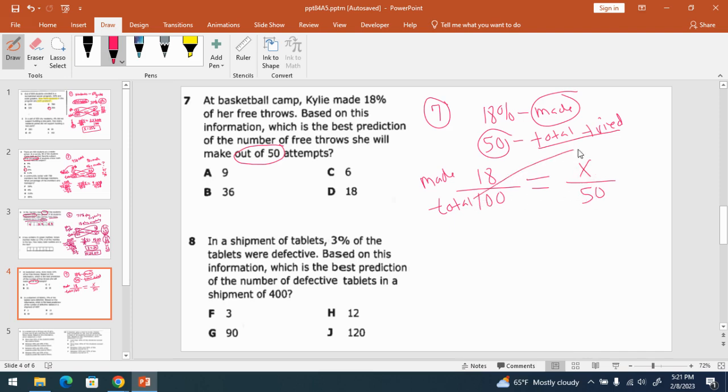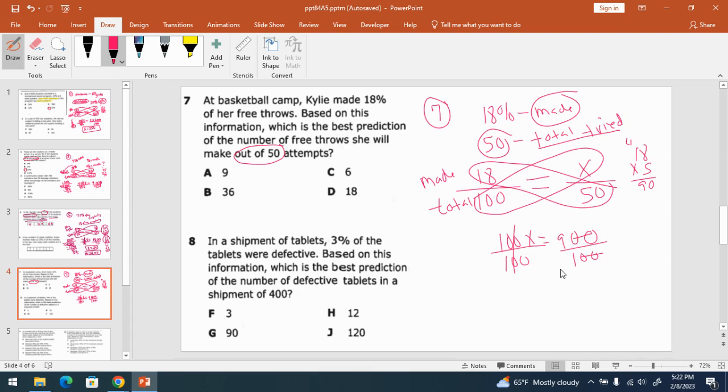And we start again, 100 times x, 100x. 50 times 18. There's a 0 at the end. I can put it already. Just multiply the rest on the side. 18 times 5. That would be 40, 90, which would be really 900. Divided by 100. What you do to one side, do to the other. Divided by 100. Nice, it's 2 for 2. 9 divided by 1 would be 9, x equals 9.